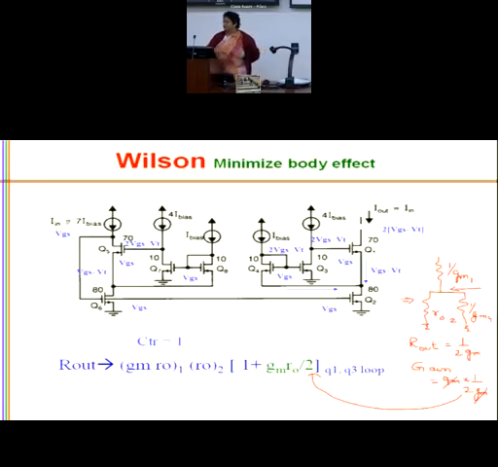And the voltage headroom requirement is very small. Only 1 V overdrive for Q2 and 1 V overdrive for Q1. That is only 2 overdrive voltages. If my V overdrive is 0.2, I can have the circuitry working within 0.4. The only requirement is 0.4 volts. I do not need more than that.